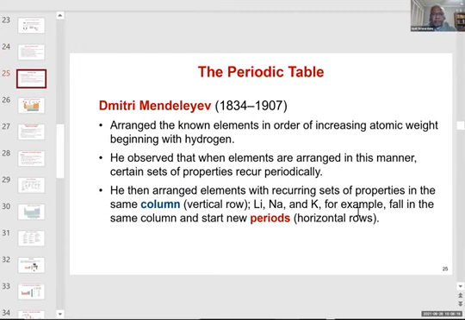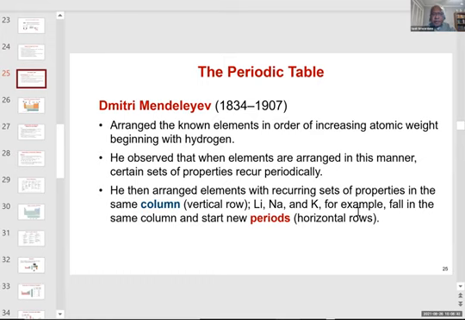So we finish describing subatomic particles and their components, electrons, protons, and neutrons. Now we're going to see the classification of elements.